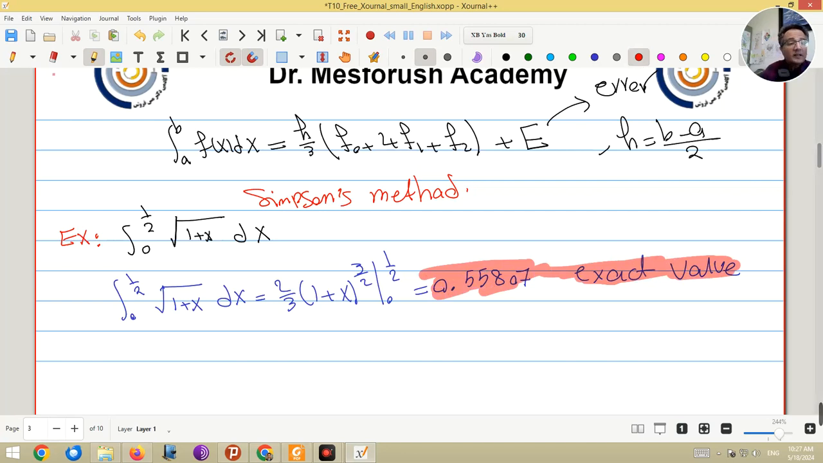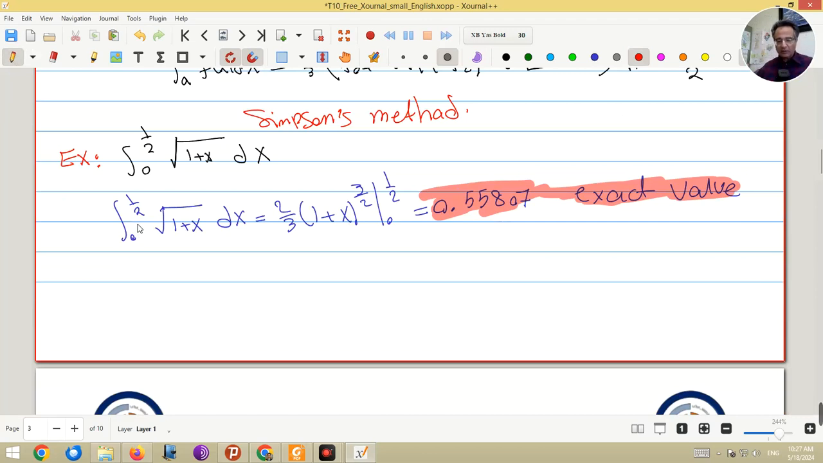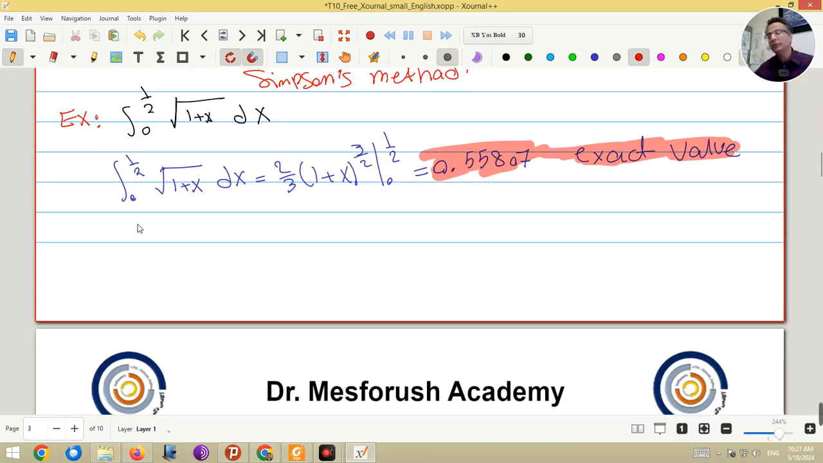Now, let me start and compute the value of this integral with the other methods. First of all, the rectangular method. Now, let me compute by the rectangular method. What was the rectangular method? The rectangular method was something like this.